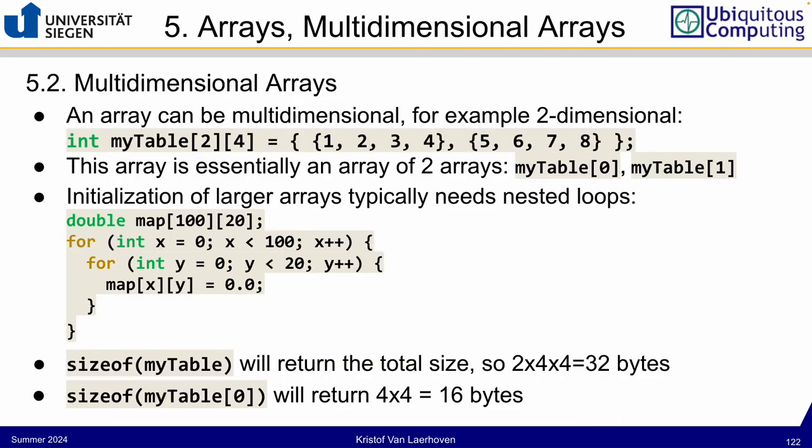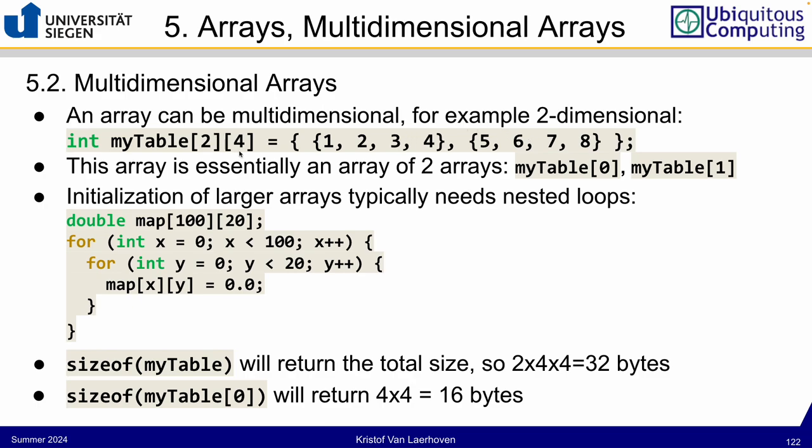Now, when we have an array, we can, of course, also have multidimensional arrays. And for multidimensional arrays, you can basically say that these are arrays nested in other arrays. So arrays of arrays of arrays of arrays are possible. So in case of a two-dimensional array, this is basically an array of two arrays that are each 4 long.